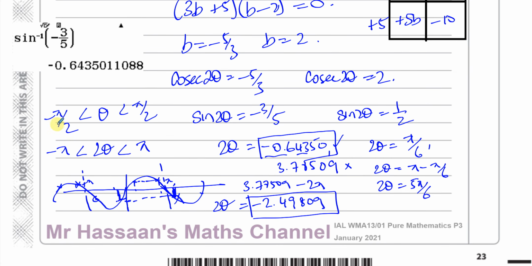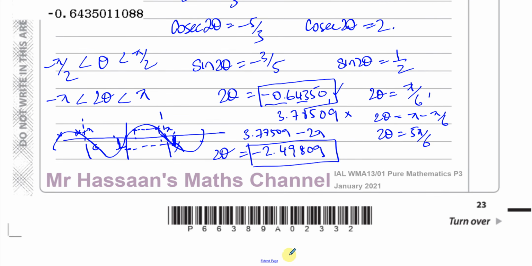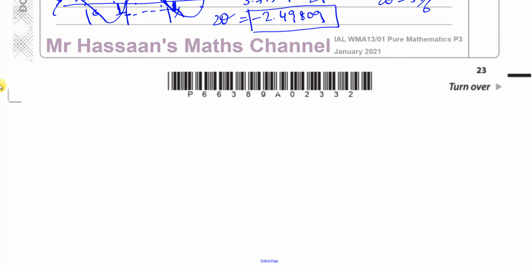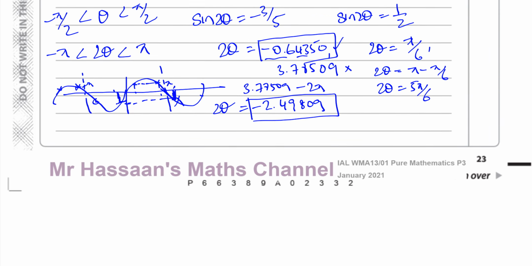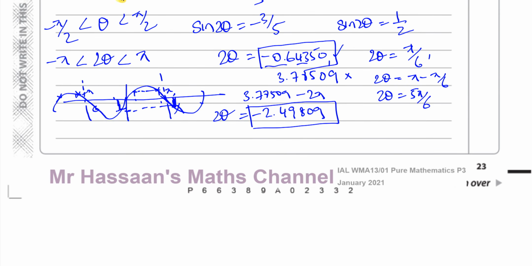Now, for the final part of the answer, which I'm going to kind of just use this space down here, which I'm not really supposed to. In fact, what I'll do is this. I will just move this down here. That's enough space. So I have basically found the solutions that 2 theta equals minus 0.64350 and also minus 2.49809, and also it's equal to pi over 6, and also it's equal to 5 pi over 6. So I've found 4 solutions.